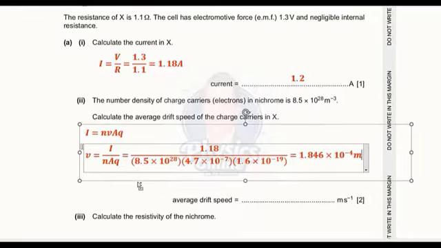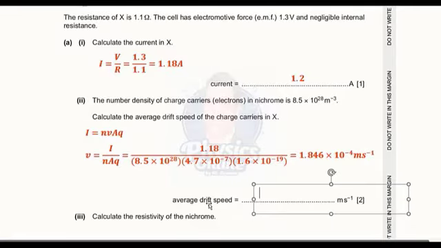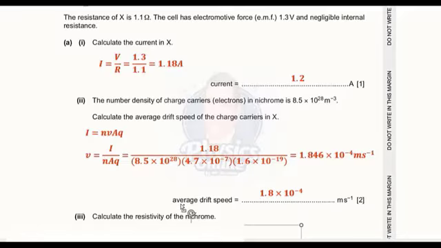This equals 1.846 times 10 power negative 4 meters per second. We just have the final answer here, which becomes 1.8 times 10 power negative 4.